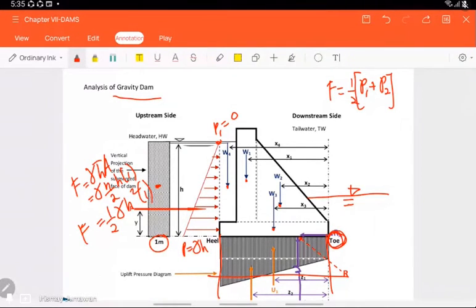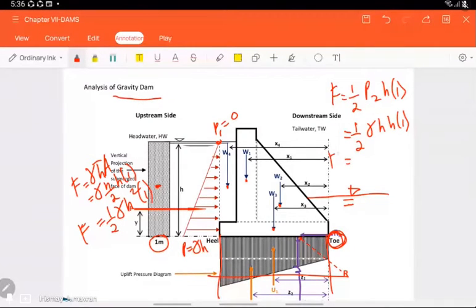This one is a trapezoid, but the P1 is equal to 0. So the result will be a triangular one. Let us just resolve it. The force is equal to the area of a triangle, P2 times H times 1. Your P2 is equal to gamma H times 1. So this gives the same formula, gamma H squared times 1. So you have the same formula for your pressure.